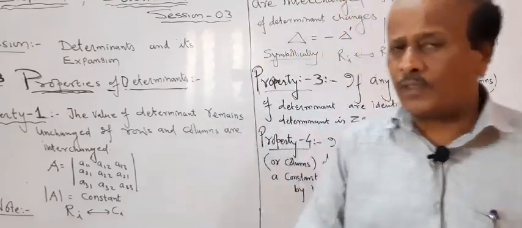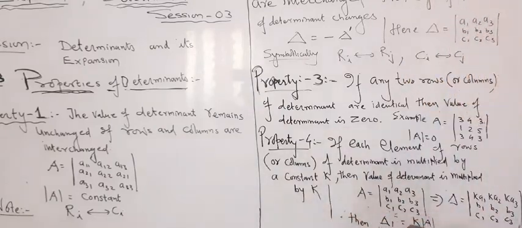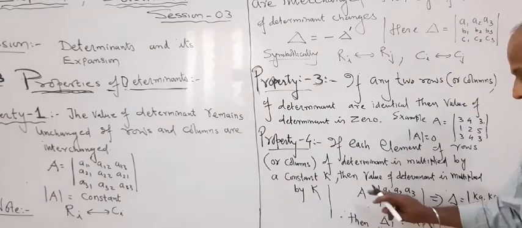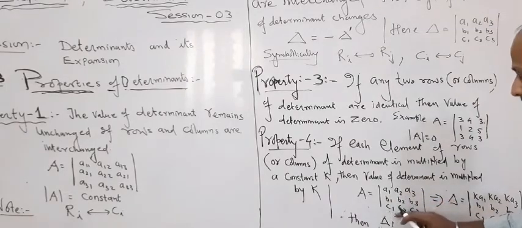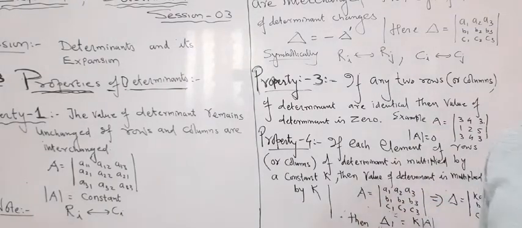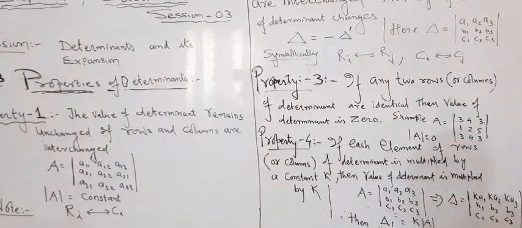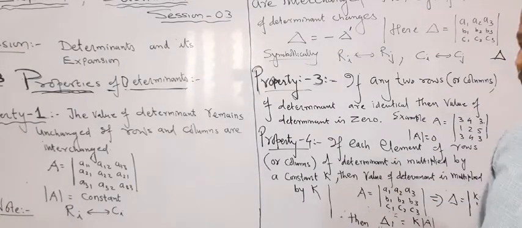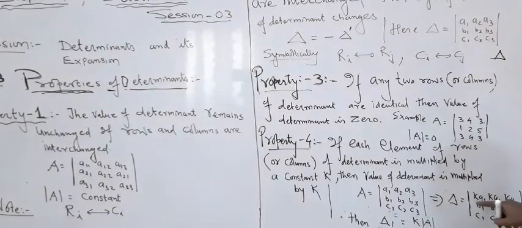So the fourth property is also very easy. One example I am telling you. Suppose A is any determinant, with A1, A2, A3, B1, B2, B3, C1, C2, C3 as the members of this determinant. Suppose you expand it directly, and its answer is simply del, the value of that determinant is del. Now suppose somebody asks you to multiply all the elements of the first row by the constant k.